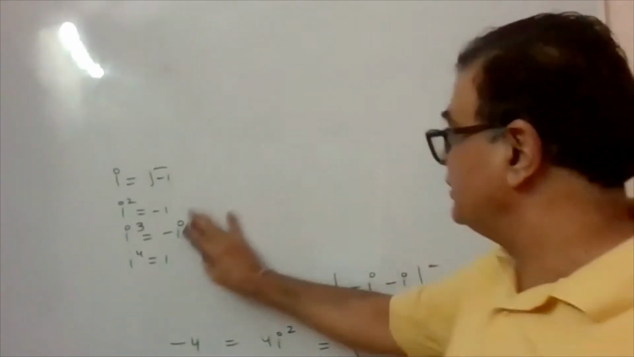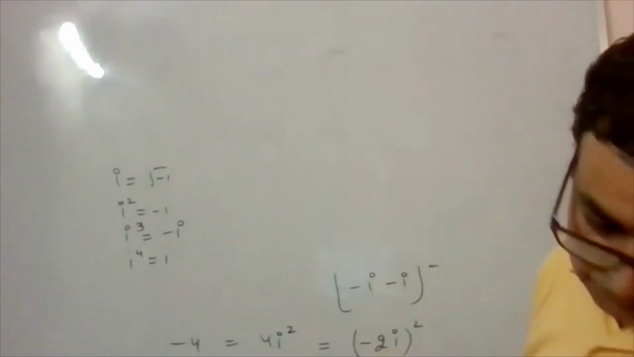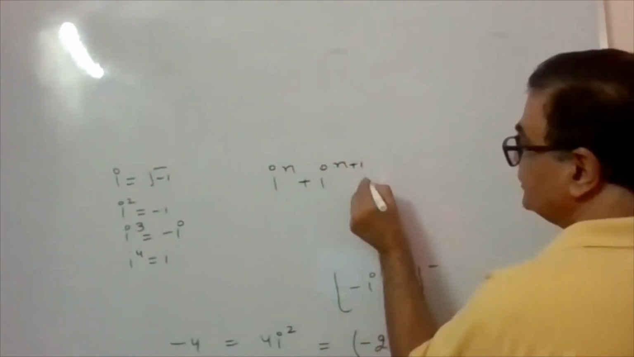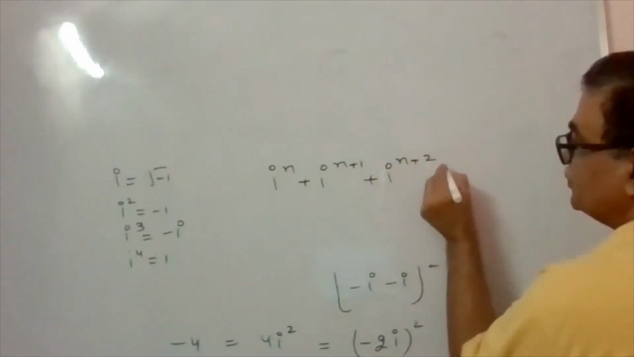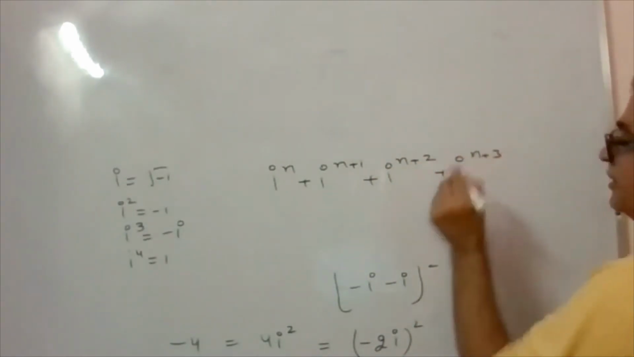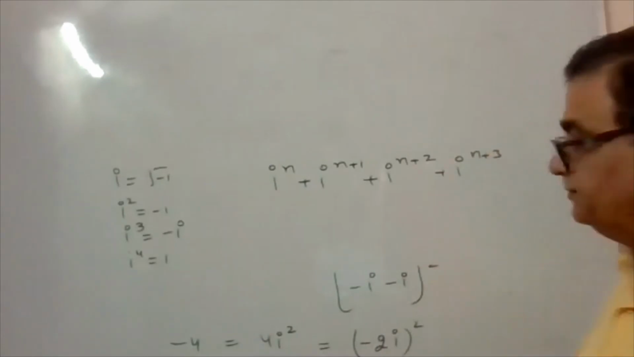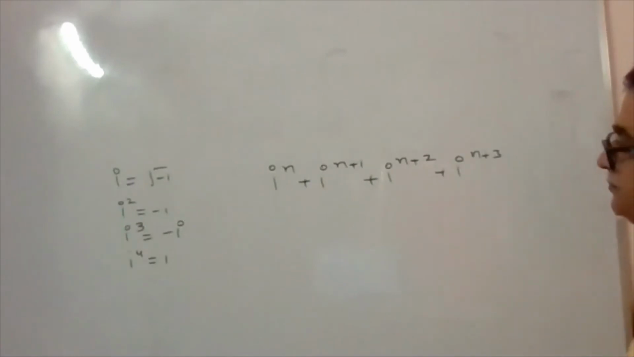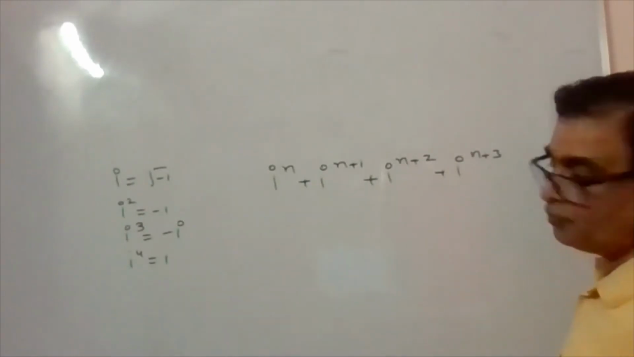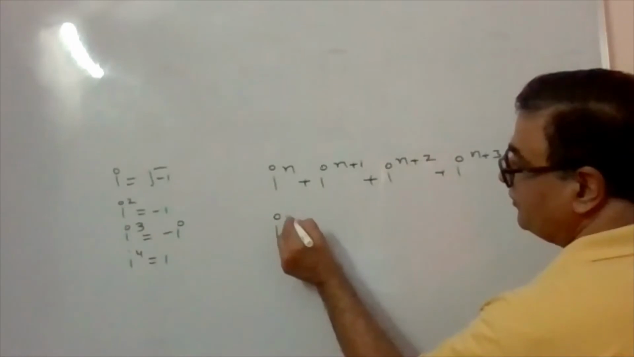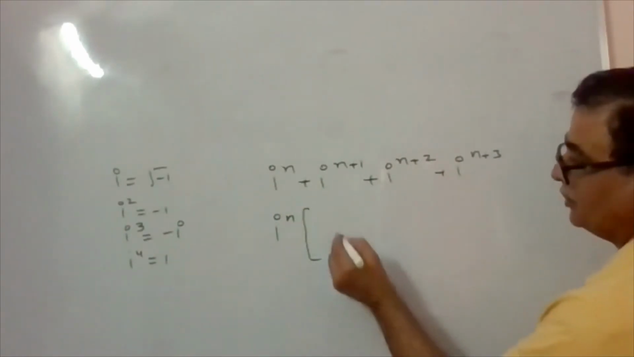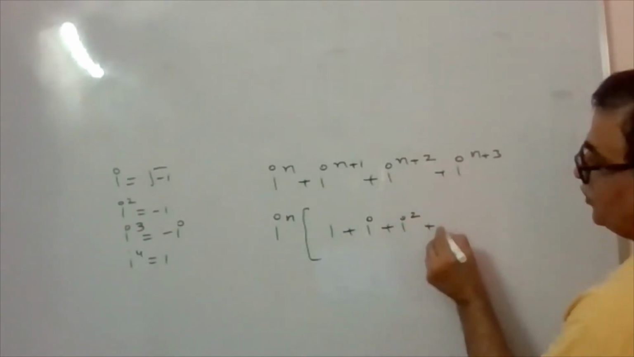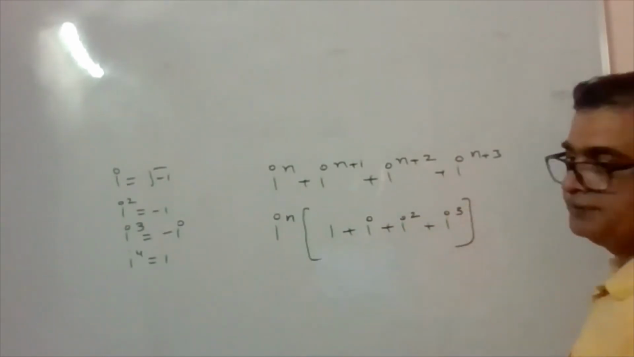Same way, we have one more question. Iota power n plus iota power n plus 1 plus iota power n plus 2 plus iota power n plus 3. My question is find out its value. Evaluate it. Now, whenever this type of question comes, better will be to take out the highest power. Iota n is gone out. Left is 1 plus iota, iota square, iota cube.